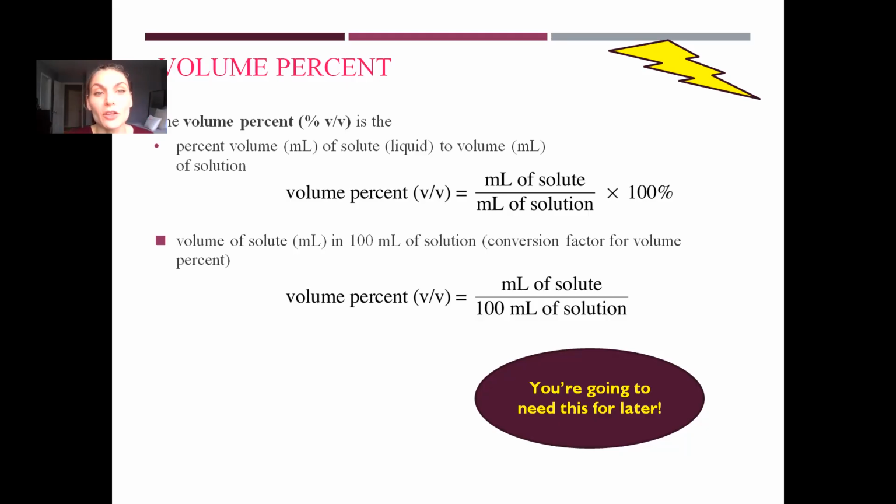But if they give you the volume of your solute and the volume of your solvent, you can still calculate the volume of the solution and then multiply by 100%. But in some of these problems, you have to know that you have so much per 100 milliliters of the solution as your conversion factor. So they can either give you the numbers, or you can assume this little conversion factor, the volume of your solute in 100 milliliters of your solution.